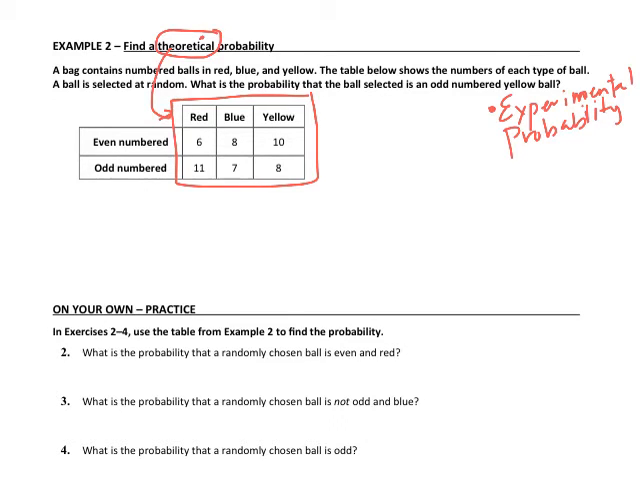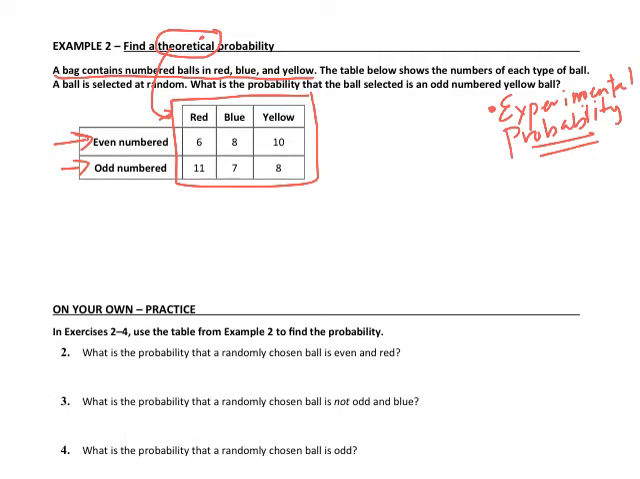So if I actually gave you a bag that contained numbered balls, red, blue, and yellow, what would happen when you actually pulled the yellow and the red and the blue balls out would be your experimental probability. But we're just trying to find out, if we had this number of even numbered balls with these different colors and these odd numbered balls with different colors, then theoretically what should we get? What would the probability be, depending just on the numbers there on the table.